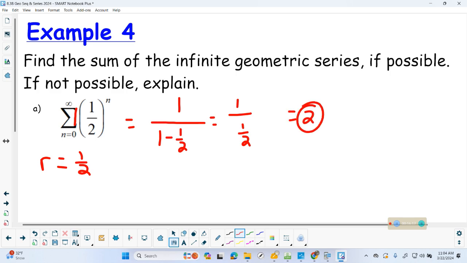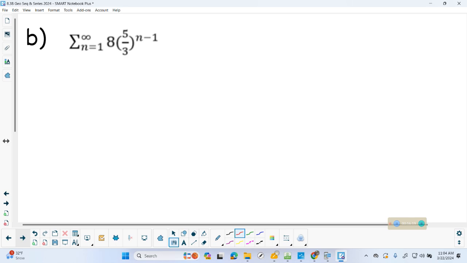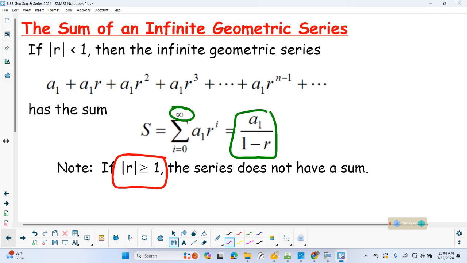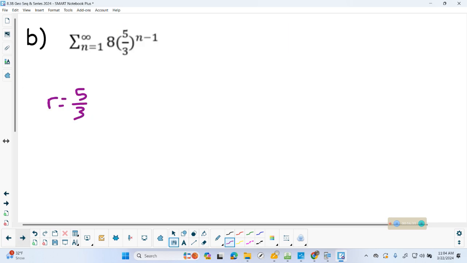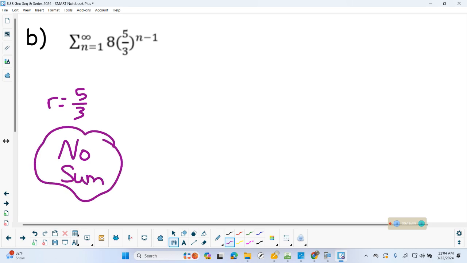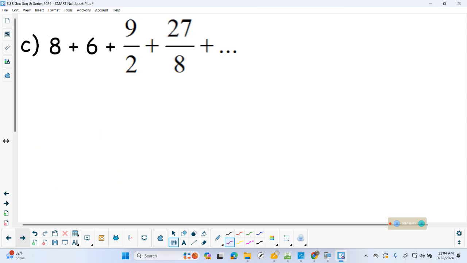Okay, check your r. Figure out r for me first. What number is r? Okay, so the first thing I'm going to check is whether the absolute value of that is greater than or equal to 1. It is. 5/3 is 1 2/3. It is over 1. We can't do it. So I'm just going to say no sum, not possible, diverges. I don't know, pick a phrase. Okay, I like this. Always find r first.